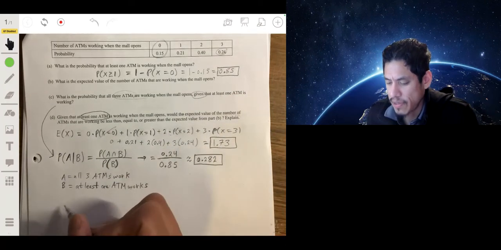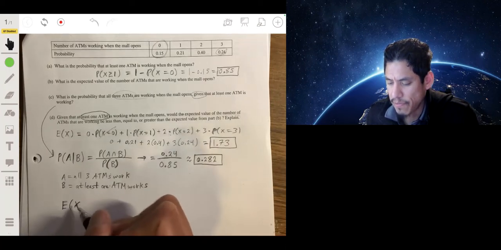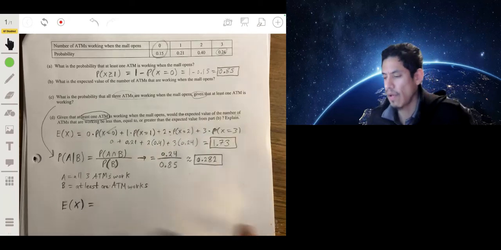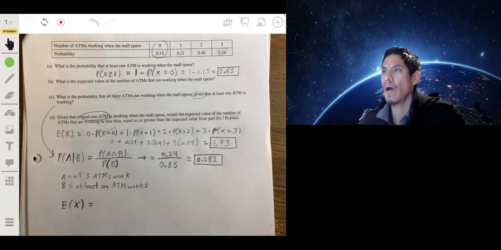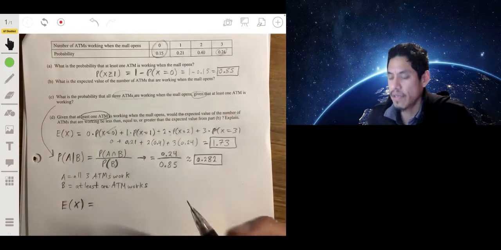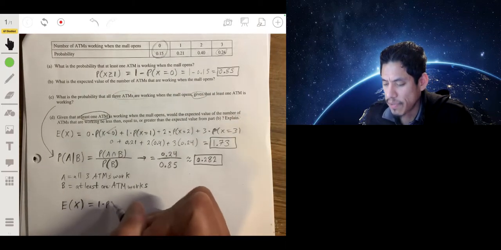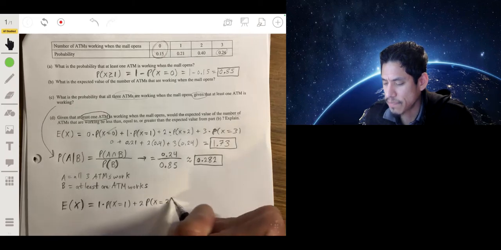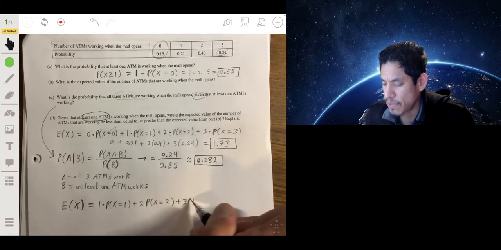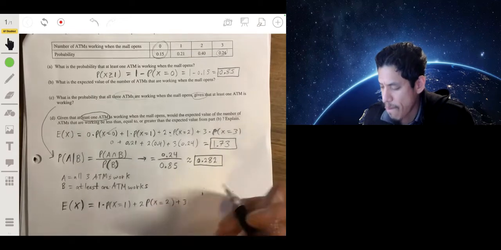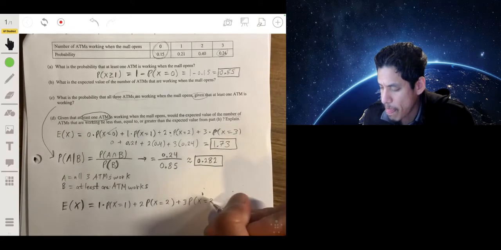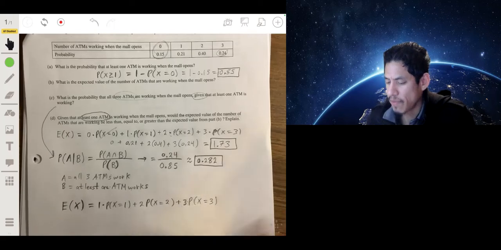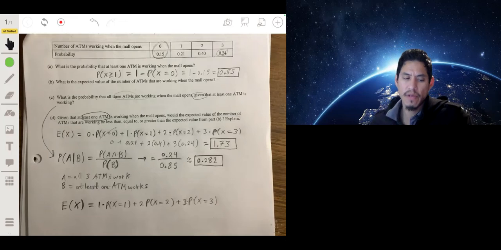Okay, so let's look at the expected value. We're looking for the expected value of the number of ATMs given that the 0 is gone now. So it's going to be 1 times the probability that x is 1, plus 2 times the probability that x is 2, plus 3 times the probability that x is 3. So we have to figure out what the probabilities of x is 1, x is 2, and x is 3 are.